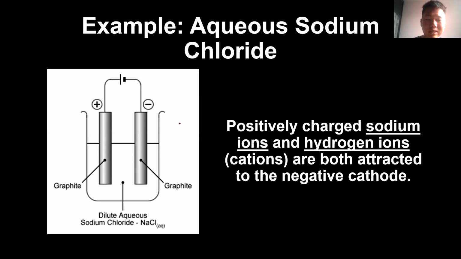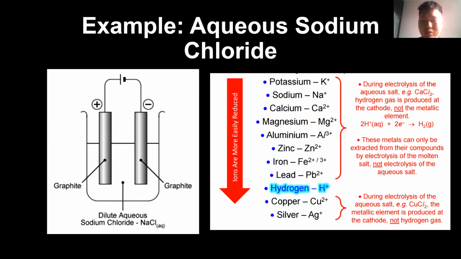So now, since we have H plus and Na plus, the question we ask is, which cation will be preferentially discharged right over here? To determine which positive ions will be discharged, we have to look at this series over here. And this series is actually very similar to the reactivity series.